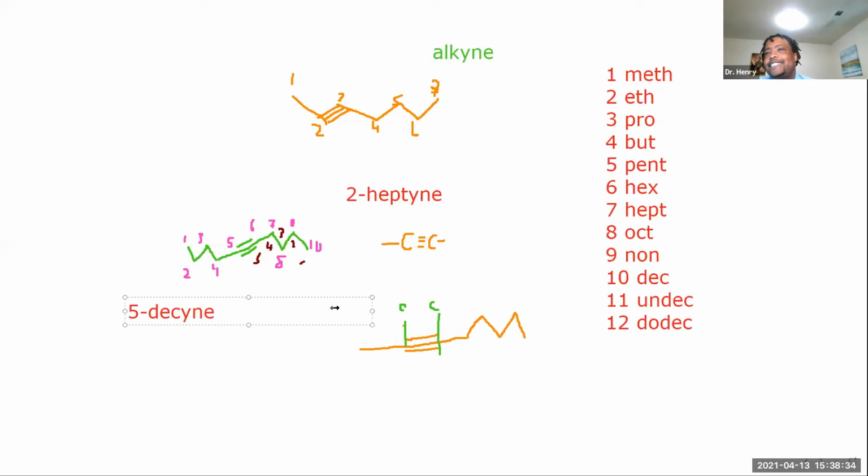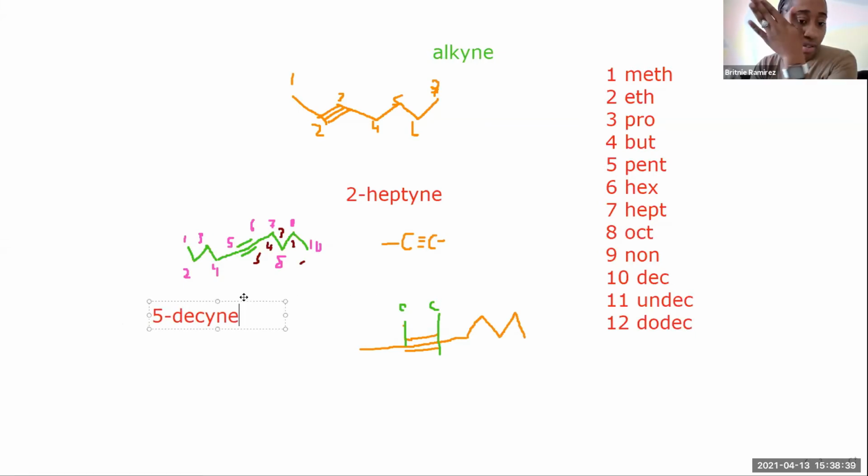You said it's 5 because that's where the triple bond is, like 3 or 4 spots in the middle. So you have 1, 2, 1, 2, 3. Okay, so then that's 1, 2, 3, 4, 5 this way, right? Or if we go the other way, that's 1, 2, 3, 4, 5.